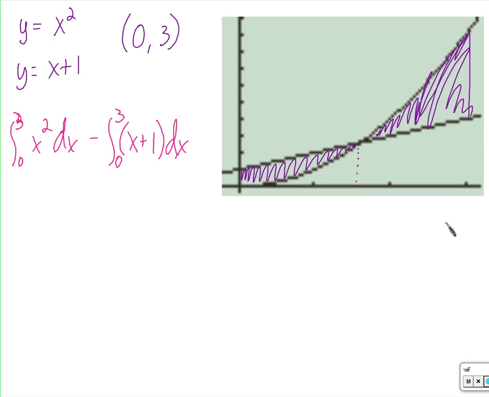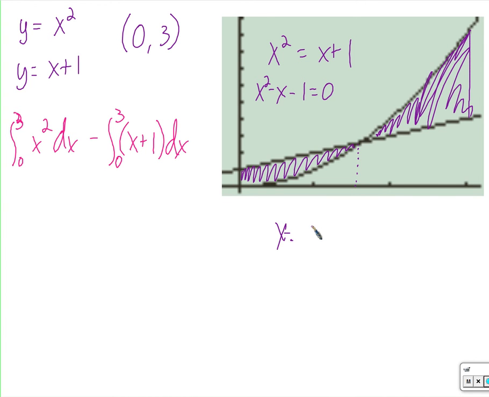So we'll set x squared equal to x plus 1, and then solve for x. Figure out which x value causes the y values to be the same. So we get x squared minus x minus 1 equals 0. It's not factorable, so you can use the quadratic formula.